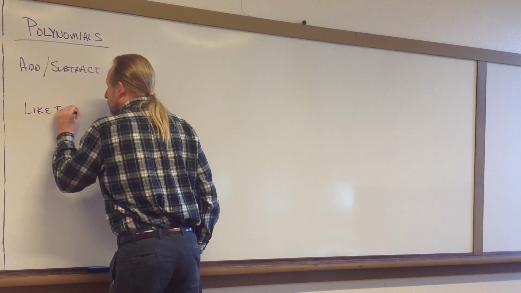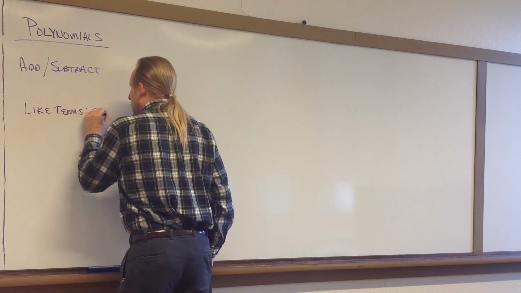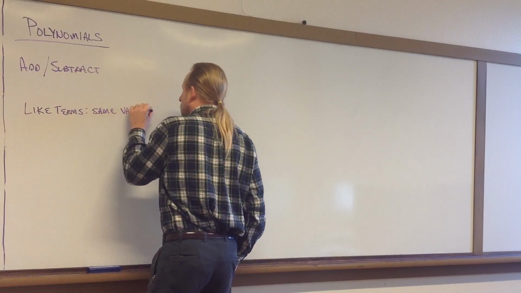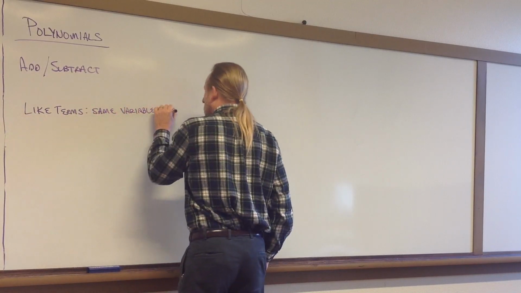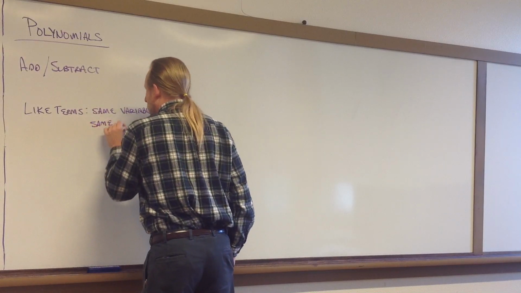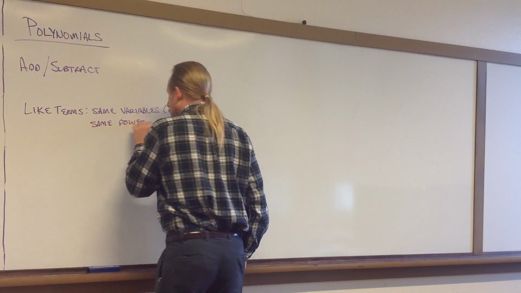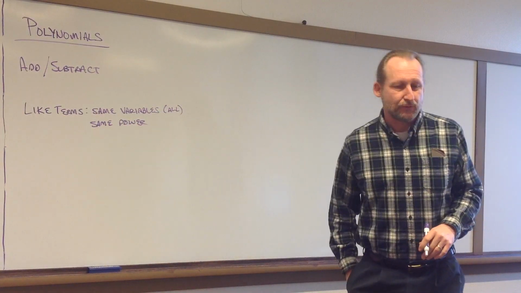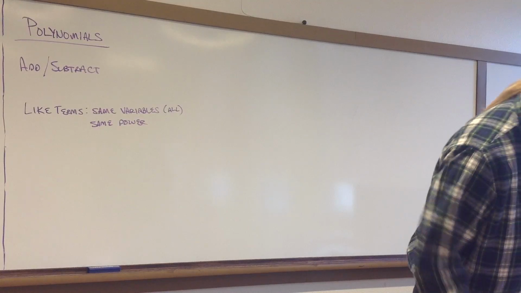Like terms must have the same variables, all of the same variables, and the same powers of those variables, right? So x and x squared are not like terms, all right? That's why we keep them separate.